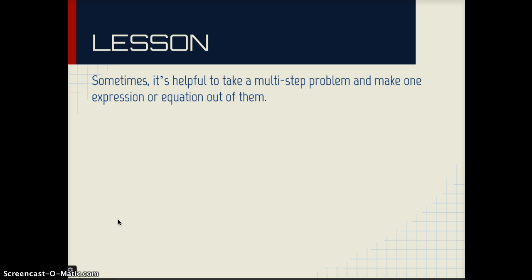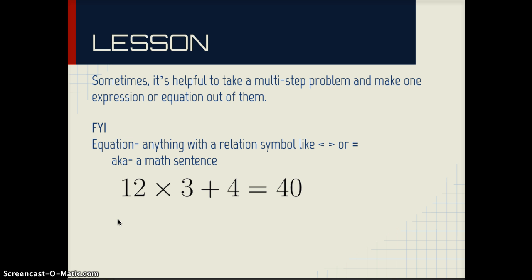Sometimes we can take a problem that's multiple steps and make it one expression or one equation using the order of operations. Just in case you're wondering what the difference between an equation and an expression is, an equation is anything that has a relation symbol. It's usually an equal sign, but if you have a greater than or a less than, that's an equation because you're showing that both sides of these things are related. They might be equal to each other, or one side might be bigger than the other, but you're showing a relationship between two sides.